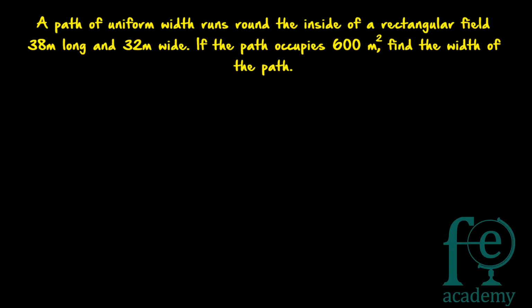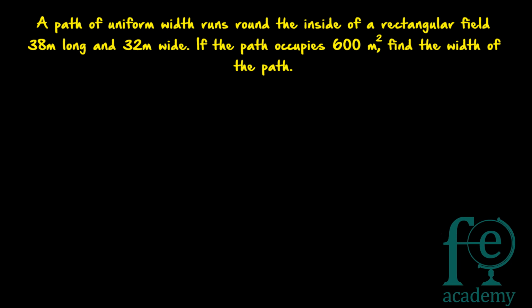So today's question is, a path of uniform width runs round the inside of a rectangular field 38 meter long and 32 meter wide. If the path occupies 600 meters square, find the width of the path. So you have to read this question carefully and understand.